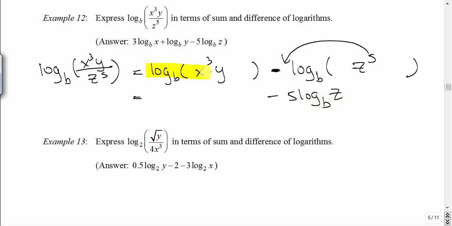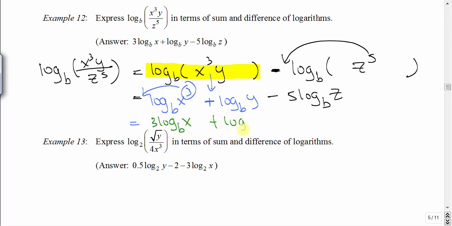What I can do is expand this further to multiple logs. A multiply becomes a plus. So log base b x cubed plus log base b y. So we can bring down the 3 here. Okay, so this is the answer.